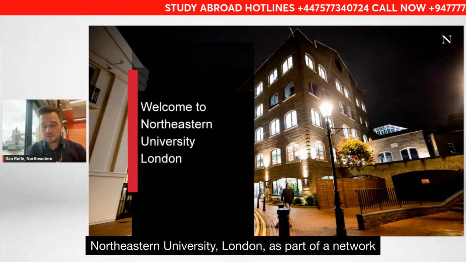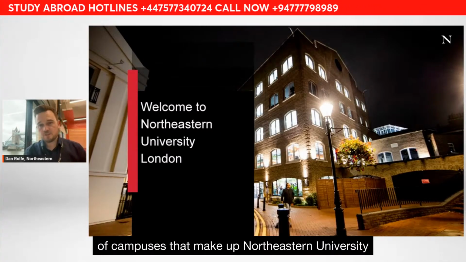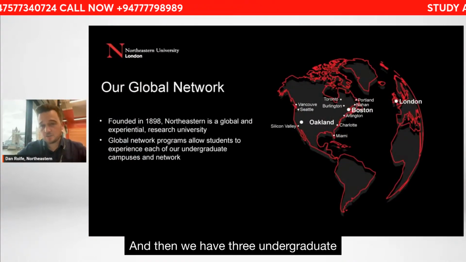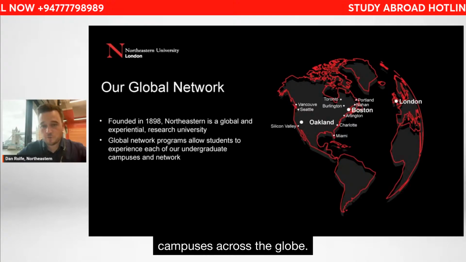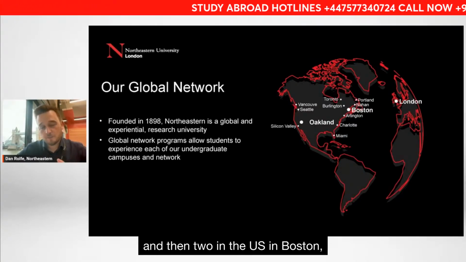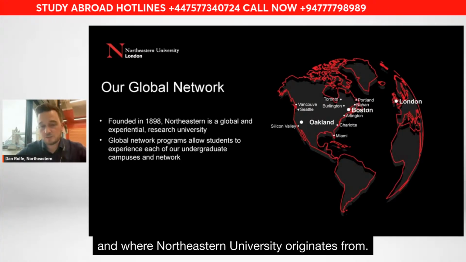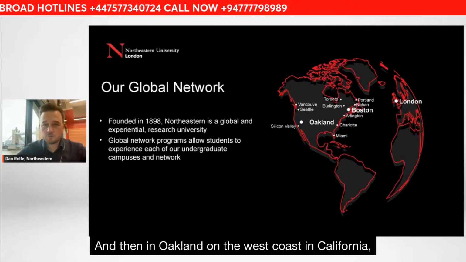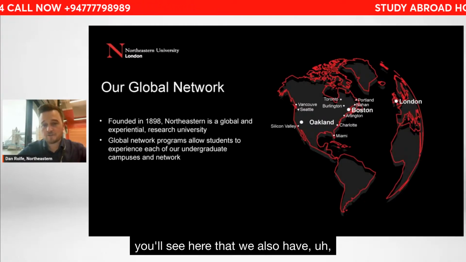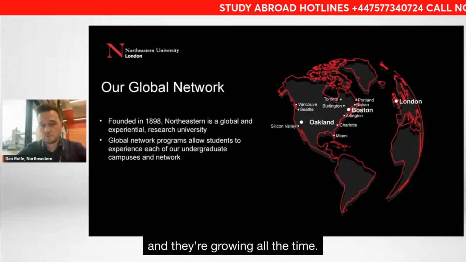Northeastern University London is part of a network of campuses that make up Northeastern University and our global campus network. And we have 3 undergraduate campuses across the globe, one here, NU London, and then 2 in the US. In Boston, which was actually our founding campus and where Northeastern University originates from, and then in Oakland on the West Coast in California. You'll see here that we also have more campuses spread across the US and Canada, and they're growing all the time.